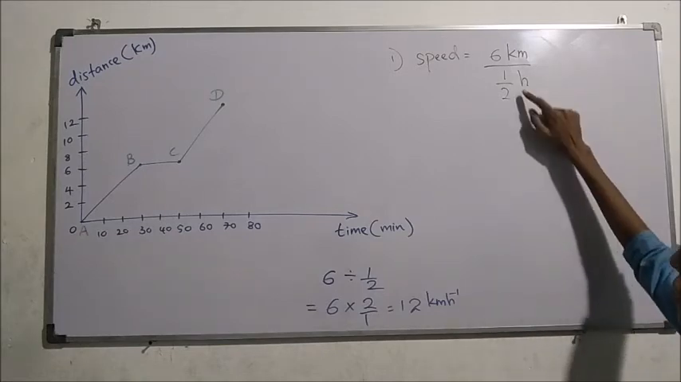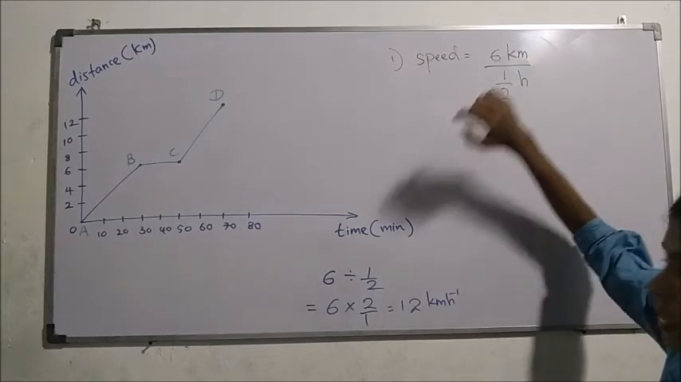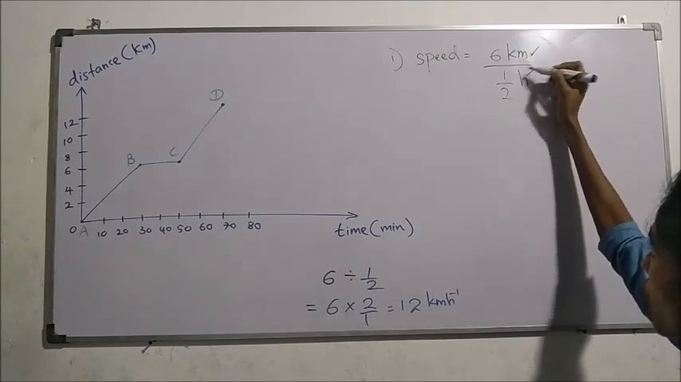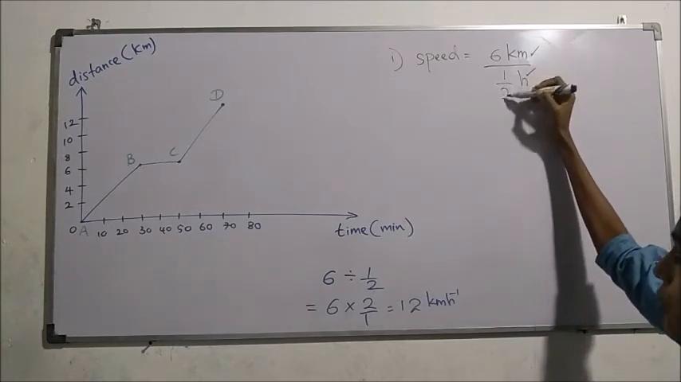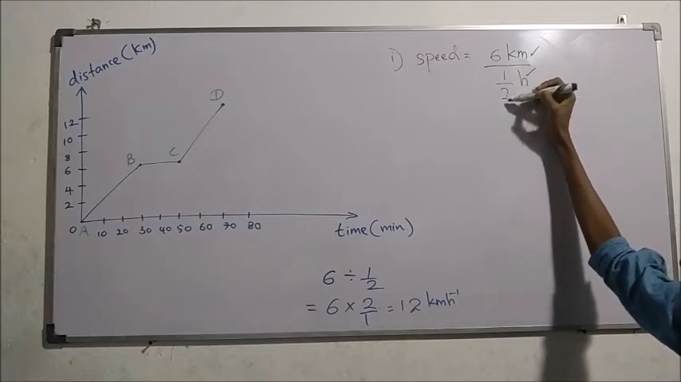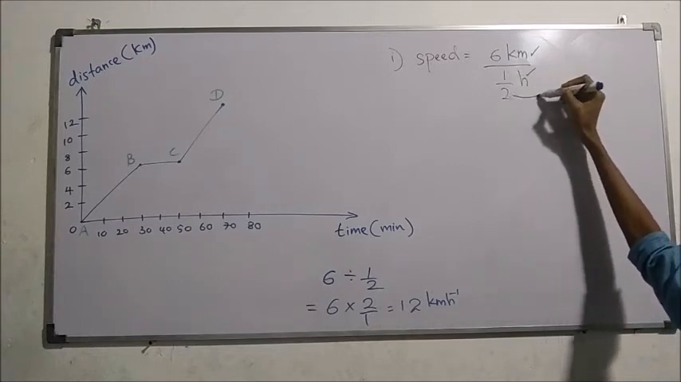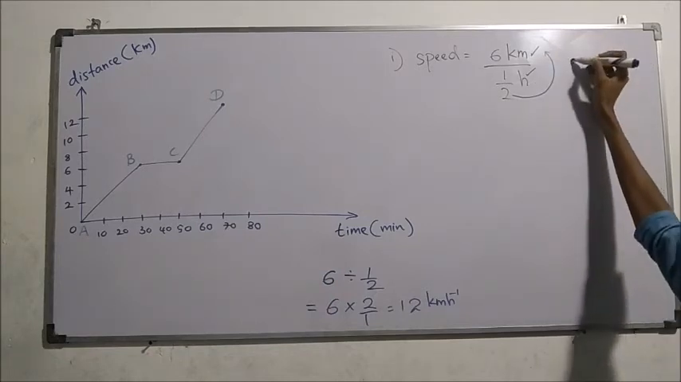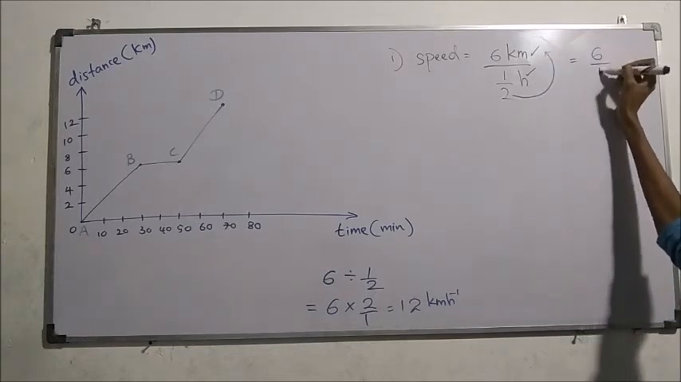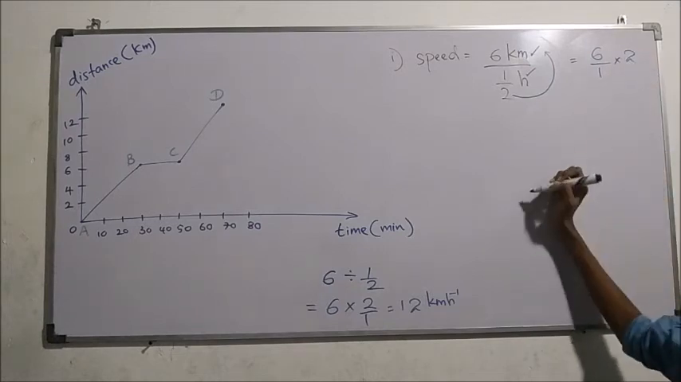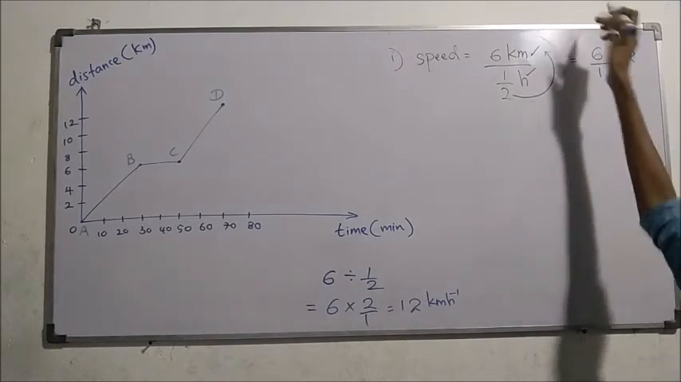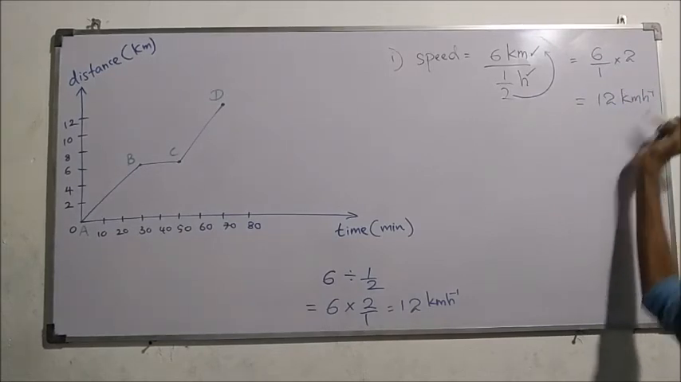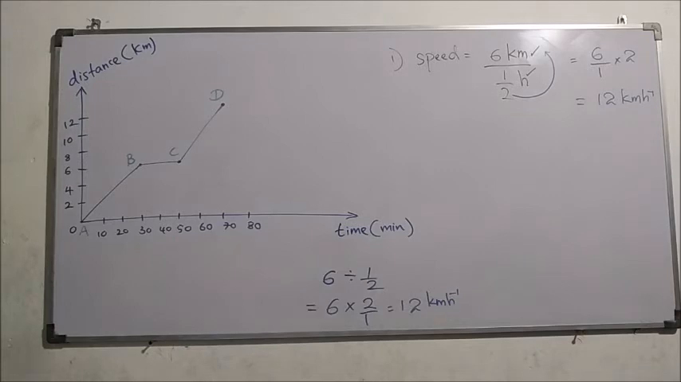You can see two denominators, no? You think that this is the original numerator and this is the original denominator 1, and two denominators can't be there. So at that time you bring the second denominator up to the numerator. So what will happen? 6 over 1 multiplied by 2. Now bring the second denominator up. So the same answer is coming, no? 12 kilometers per hour. Same answer is coming, right?